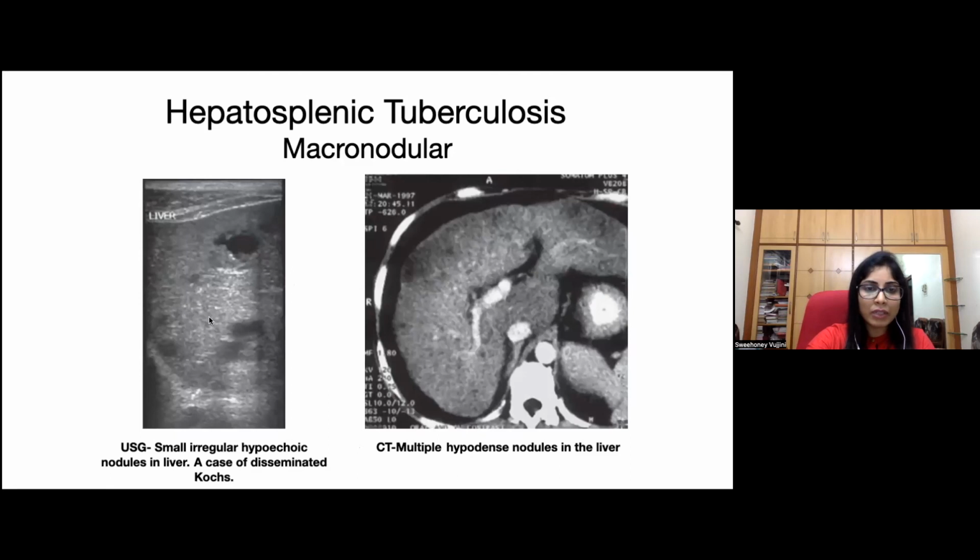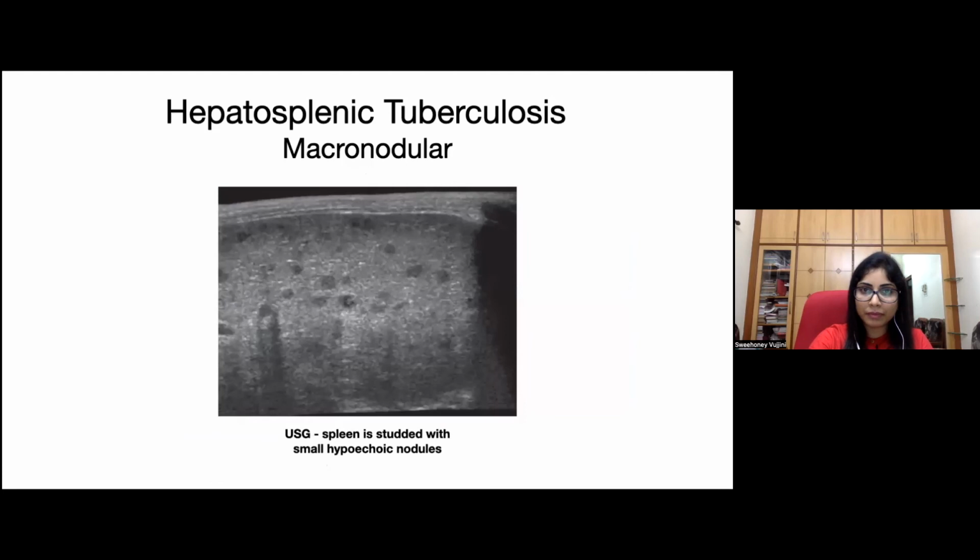This is an ultrasound image showing small irregular hypoechoic nodules in the liver. It's a case of disseminated TB. This is a CT image showing multiple hypodense nodules in the liver. Ultrasonography of the spleen also shows small hypoechoic nodules.